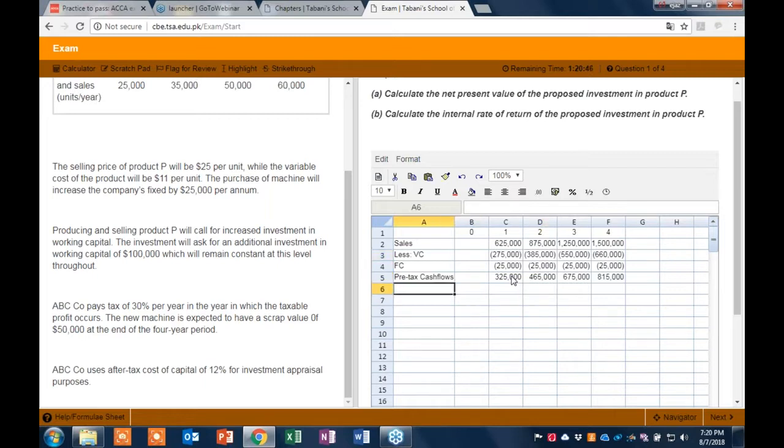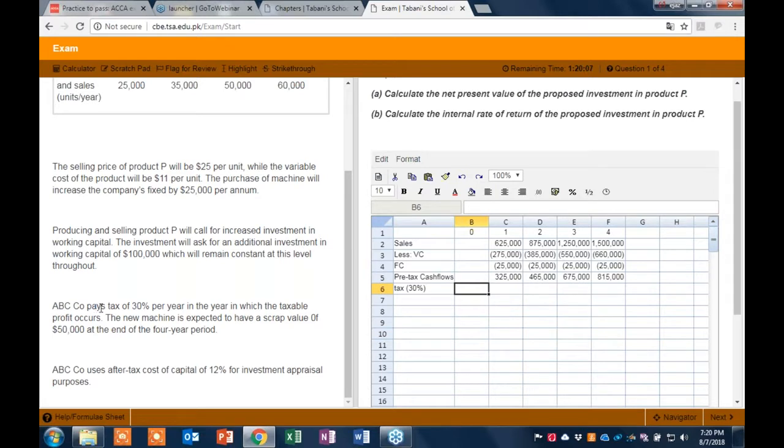After that, we'll just deduct the tax, which will be 30% as per the question. And it's very important to understand this line regarding the tax liability. It says ABC company pays tax of 30% per year in the year in which taxable profit occurs. Now you'll see two variations in this line. Sometimes it will say the tax is paid in the same year, like in this case, and sometimes it may say the tax is paid in arrears.